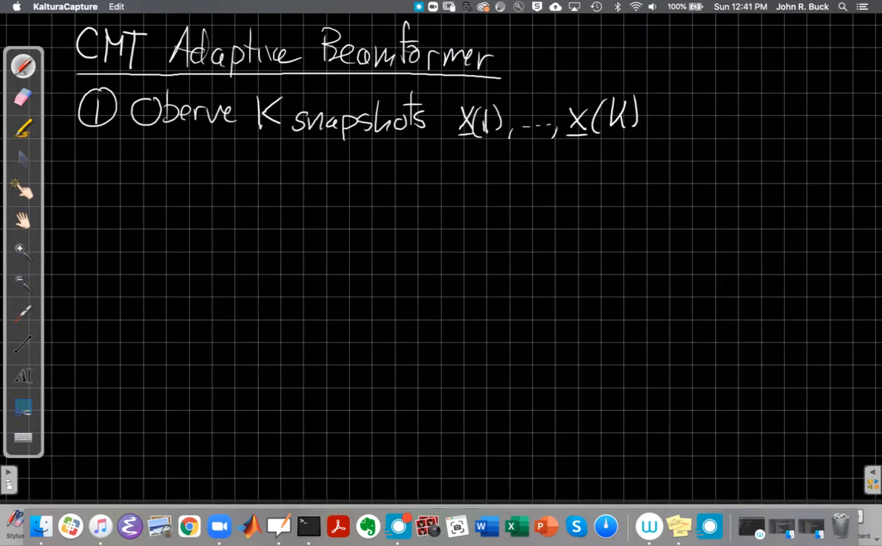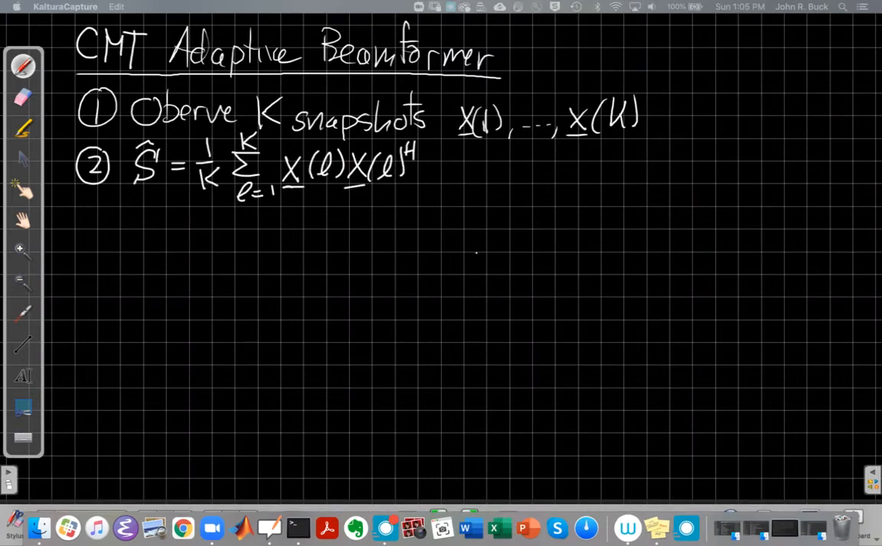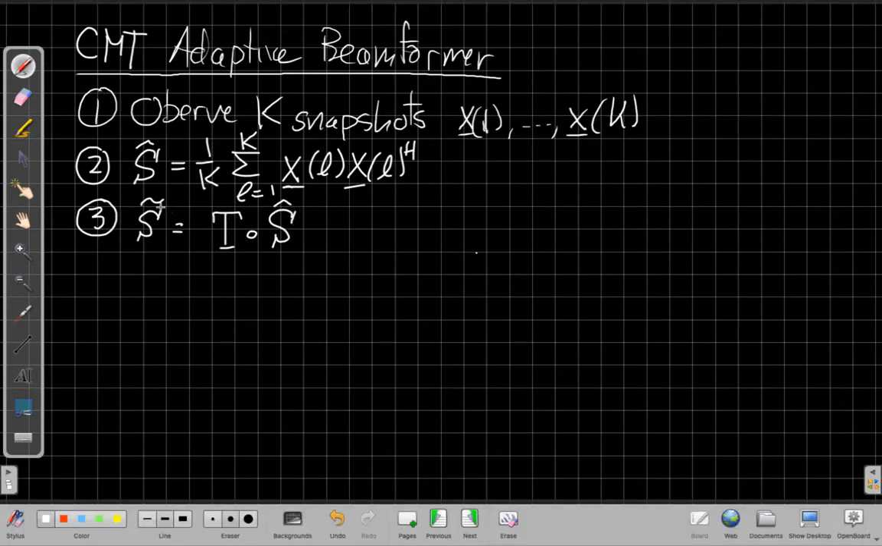So in practice, you first observe the k snapshots of data. The next step then is to average those k snapshots to get an estimate of the sample covariance matrix. The next step after that is to taper the whole sample covariance matrix, S hat, with T to get S tilde.